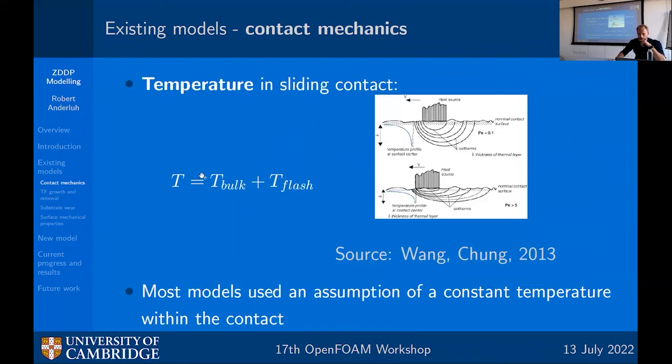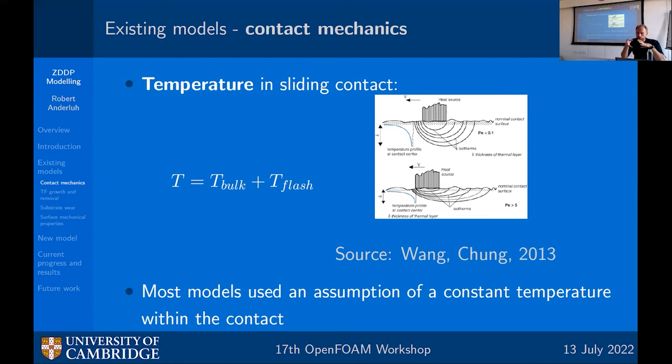modeling ZDP tribofilms. And lastly, regarding contact mechanics, temperature in studying contact is somewhat interesting in tribology because it's usually considered as a sum of the bulk temperature and flash temperature. So the bulk temperature, let's imagine you have a pin-on-disk test, as Luca was showing just now. We would usually have an oil in there, or we would measure the bulk temperature of the disk, for example, at some point which is further away from the actual contact, and then we would assume that that is the bulk temperature that's present almost everywhere in the domain.